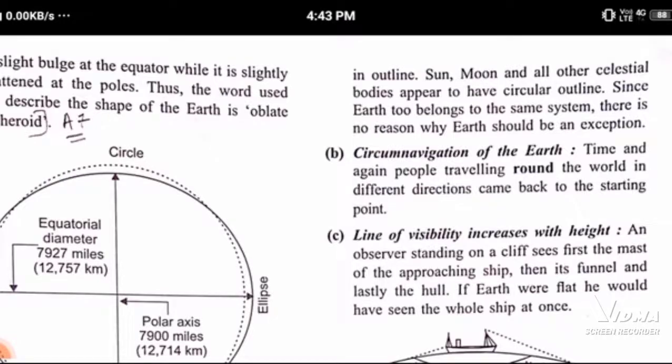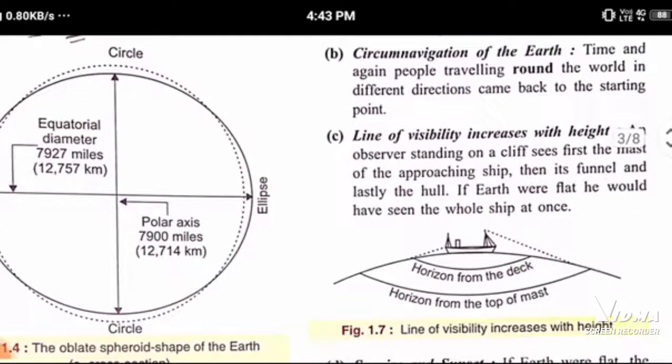The third point: line of visibility increases with height. An observer standing on a cliff sees first the mast of an approaching ship, then its funnel, and lastly the hull.